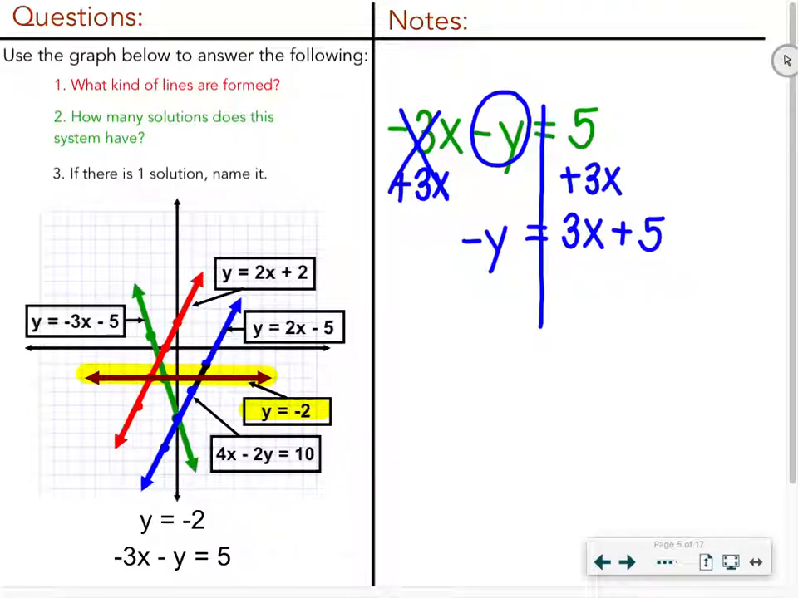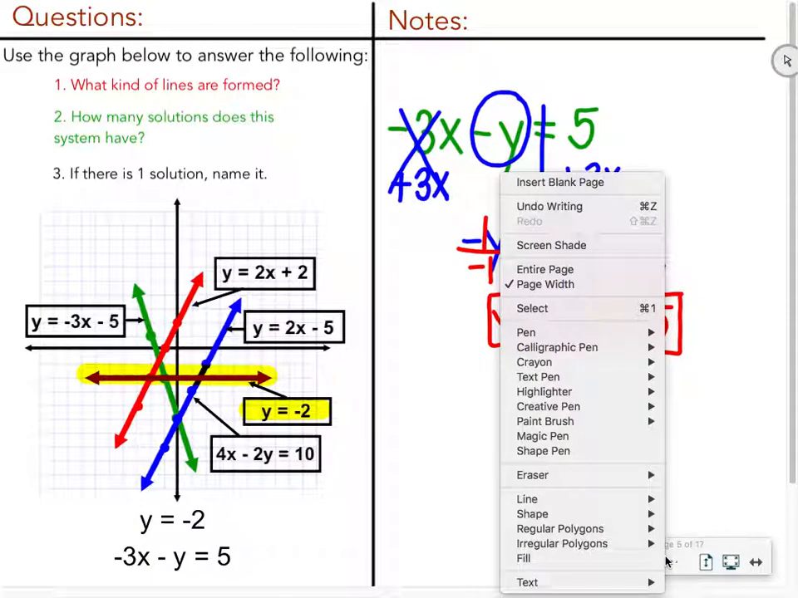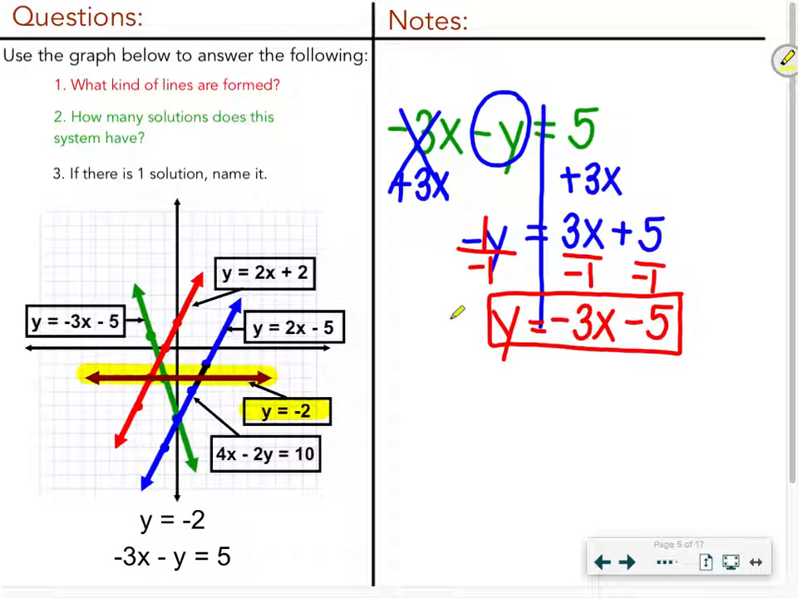Now I don't want to leave my answer as negative y equals 3x plus 5. I have to divide everything by negative 1. You cannot end with a negative variable. So then you have y equals 3 divided by negative 1 is negative 3, 5 divided by negative 1 is negative 5. So that line is negative 3x minus 5. If I go back over to my graph, that is my green line right here.